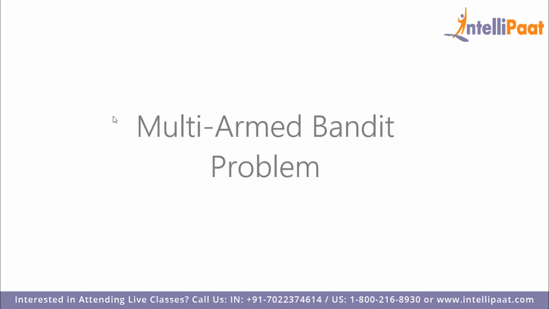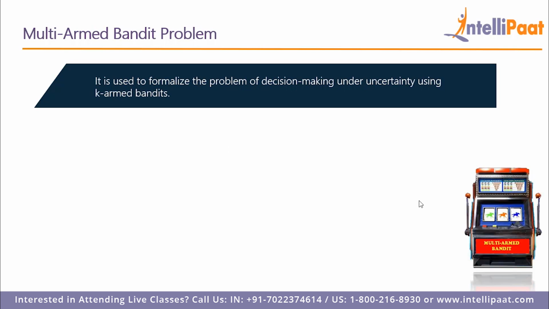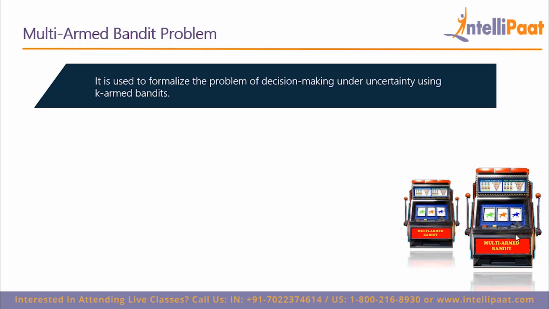So let's start with the first class of problems that we can solve using reinforcement learning, called the multi-armed bandit problem. The multi-armed bandit problem, or K-armed bandit problem, is used to formalize the problem of decision making under uncertainty. The idea is that you have a slot machine, also called a bandit because its sole purpose is to loot your money. A multi-armed bandit has multiple levers, or if we have multiple bandits with a single lever, then also we say that we have multi-armed bandits.